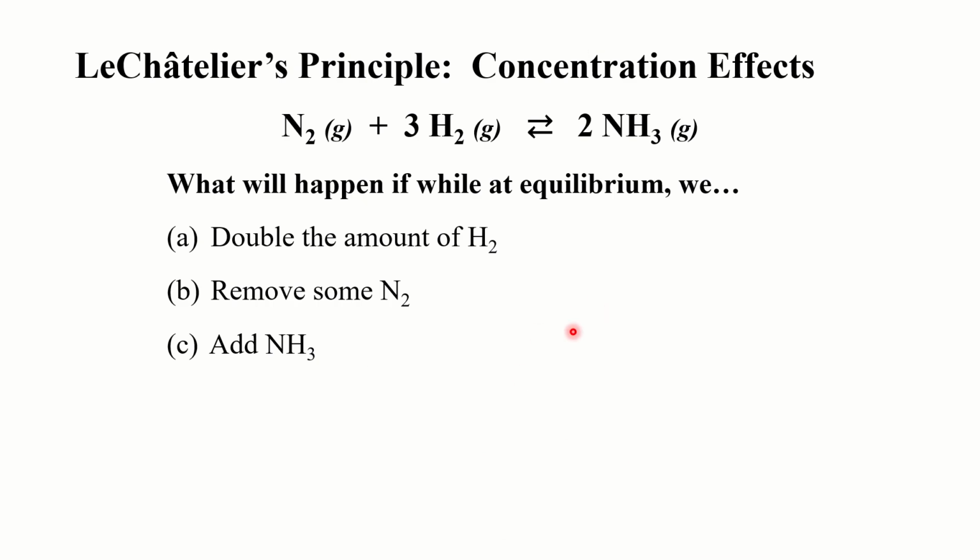All right, so let's analyze a couple problems here. Here we have the chemical reaction N2 plus 3H2 forms 2NH3. What will happen if, while at equilibrium, we double the amount of H2, remove some N2, and add some NH3? I would encourage you to pause the video and see if you can come up with the correct answers here.